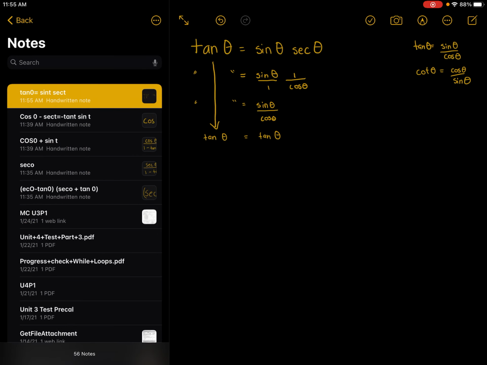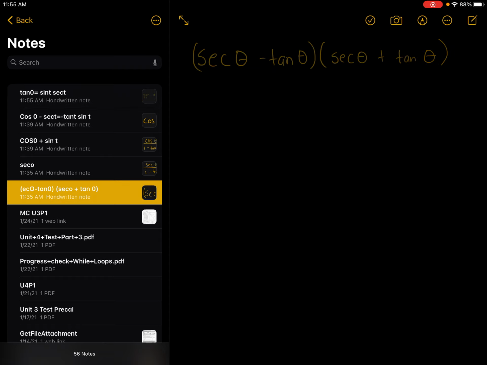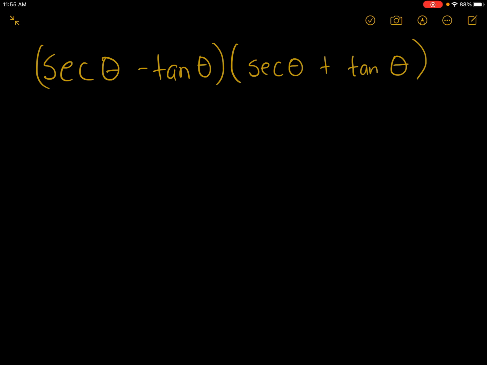The second identity that we have is secant theta minus tangent theta times secant theta plus tangent theta. That should say equals 1. And so here we're going to do what we would do in algebra, which is just distribute. So we're going to have secant times secant, which is secant squared theta, not secant theta squared, because the trig function itself is squared. So we get secant squared theta minus secant theta times tangent theta.